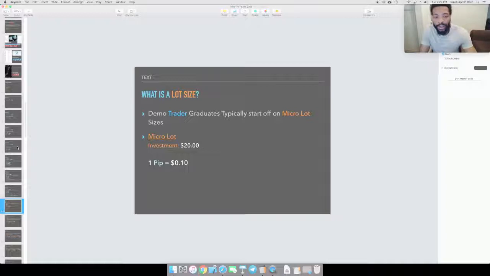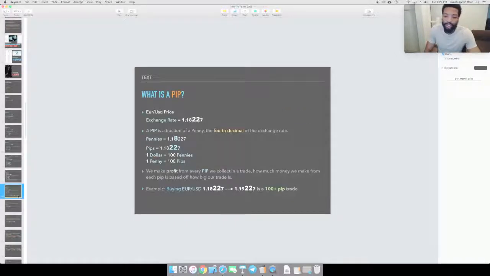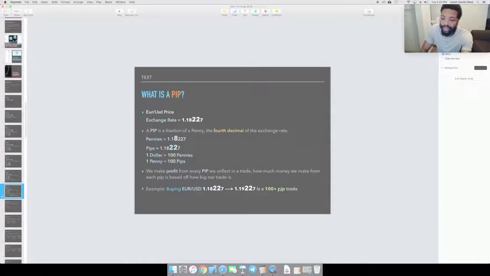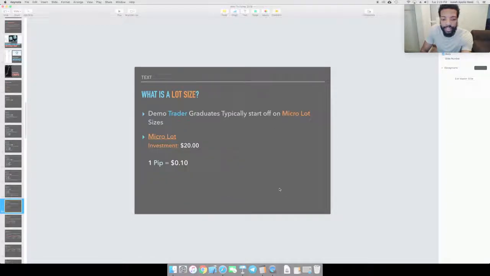A micro lot is basically a trade of an average of $20 investment, and it means for every 1 pip, it's 10 cents. For every 1 pip is 10 cents. You see how we made 100 pips off of this trade right here? That means 100 pips would be $10. A 100 pip trade is $10 if we did a micro lot size.